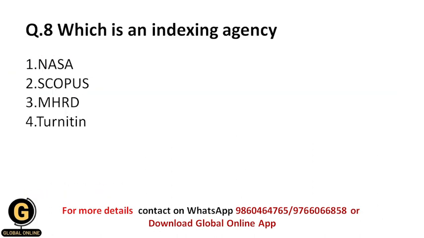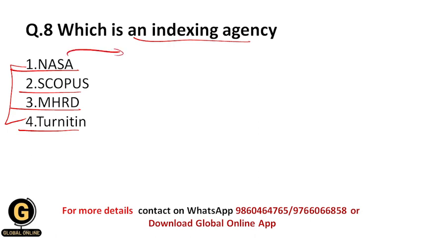Next is, which is an indexing agency. Now here they have given us certain names of institutes or agencies, and we need to identify the indexing agency from these. So is NASA an indexing agency or not, Scopus, MHRD or Turnitin. All of you are well aware of NASA.